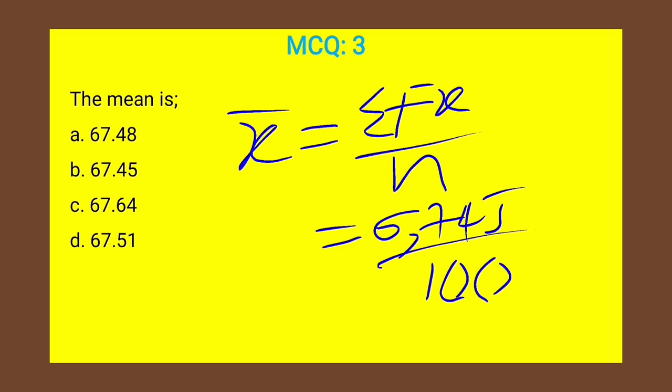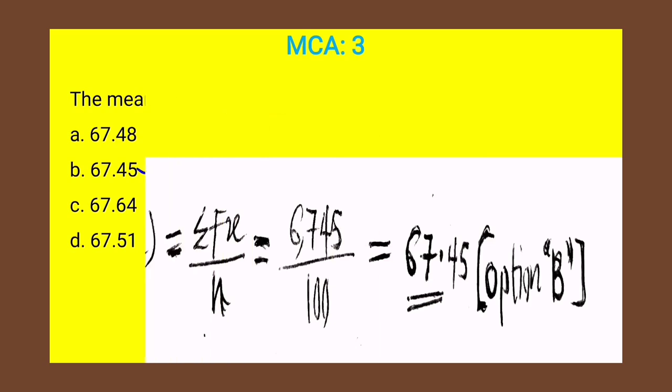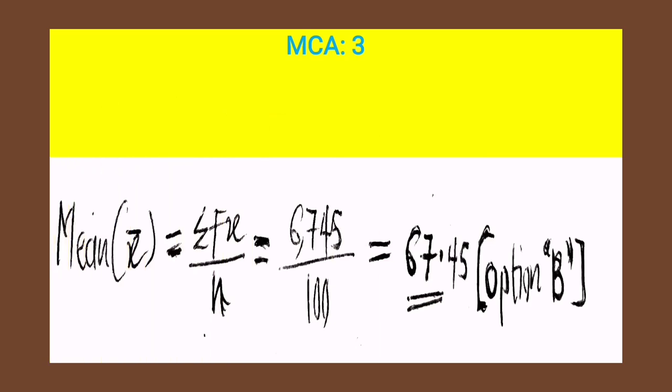So here you can see that it is 67.45, and that will be option B. Let's see the final presentation. As I was saying, in summary form, that's the mean formula I've indicated, which is 6,745 divided by 100, and then you get your answer to be 67.45 as option B. So let's take note of that.